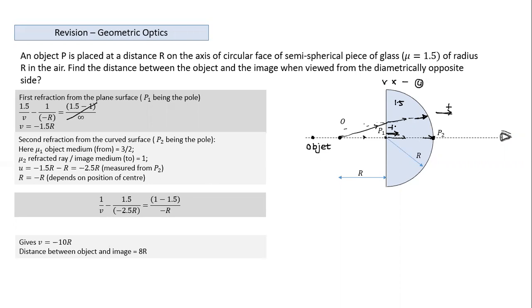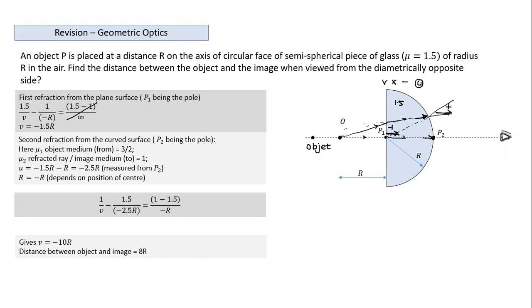Basically, when the ray is incident on this surface, we can think again of the normal direction. So this was the path here. Again, it will bend away from the normal, so it bends a little bit more. If we extend, the intersection point gives v equal to -10R, measured from P2. From P2, the object distance is 2R. Hence, the distance between object and image is 8R.